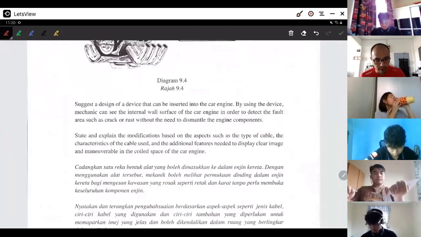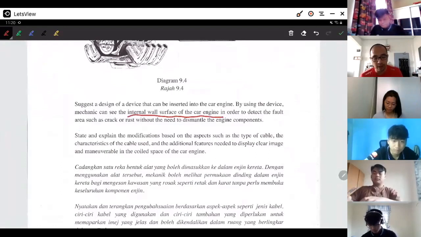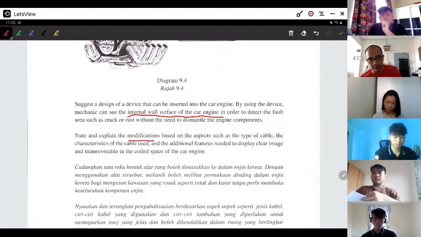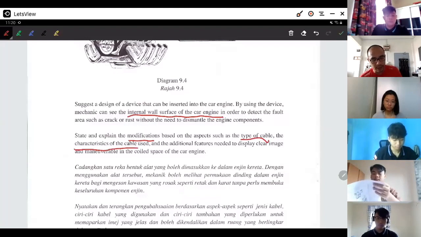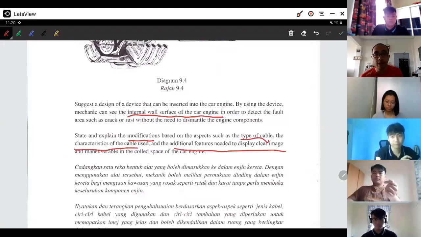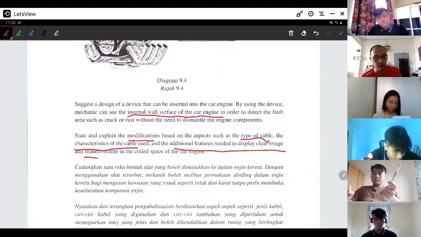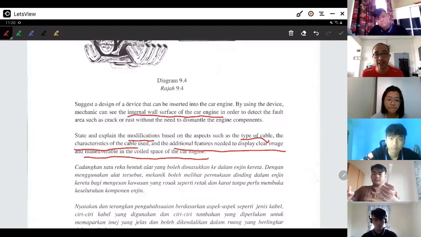By using the device, the mechanic can see the internal wall surface of the car engine in order to detect the fault areas such as crack or rust without the need to dismantle the engine components. So we have to talk about the modifications based on these aspects: type of cable, the characteristics, and additional features that we use to display clear image and maneuverable in the coil space of the engine. So it's a very loaded question.